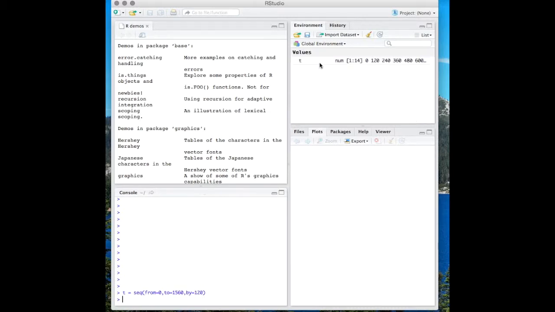So I press enter, and I look over here into my environment, and I see that now T holds a list of numbers that is 14 entries long, and it counts 0, 120, 240, 360, and it goes all the way up to 1560. Okay, and now I need to hold my R data, my rate data.